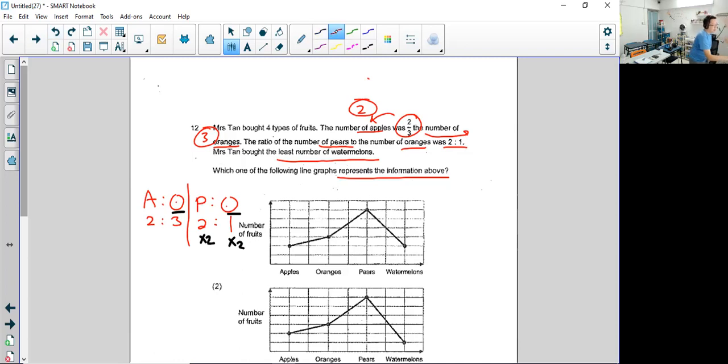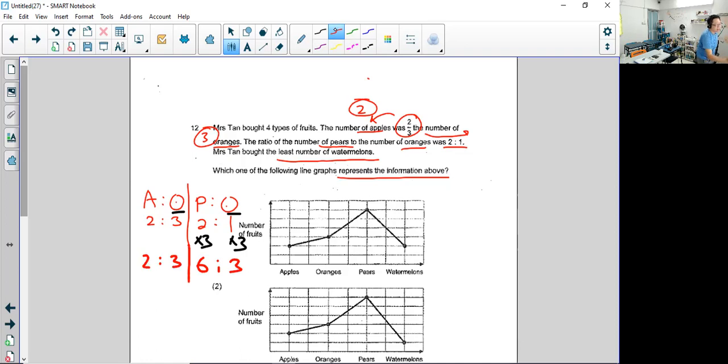Okay, times 3. Let me just try again. You have to times 3, right, to make the oranges equal, and then this one times 3. And then what do you get? You will get 6:3, and this will be still 2:3.